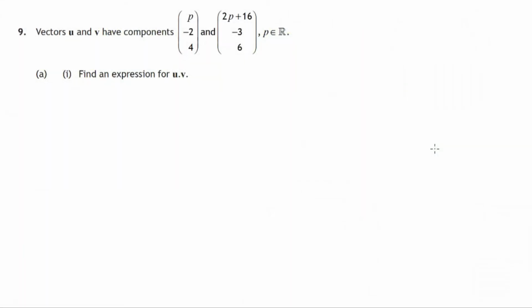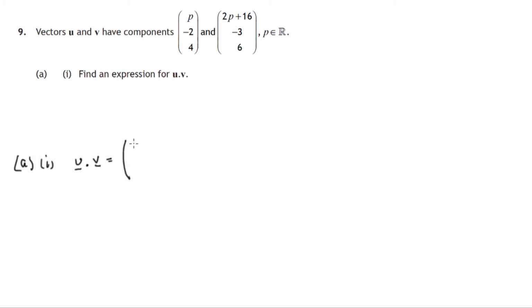Carsey here. In this question we've got a couple of vectors, u and v, with their components, and we're first of all asked to find an expression for u dot v.